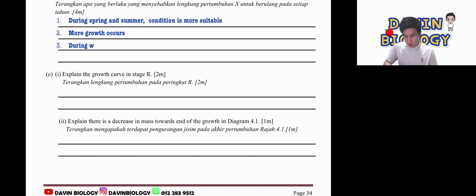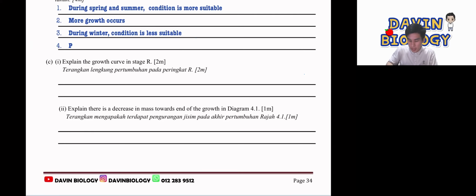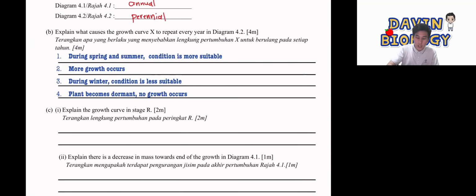Then during winter, what happened to your plant? The leaves drop, you have no leaf, they become dormant. So you can say condition is less suitable. And obviously plant becomes dormant. Therefore, no growth or lesser growth occurs, also can. So that is why it goes up at the beginning of the year and goes down towards the end.